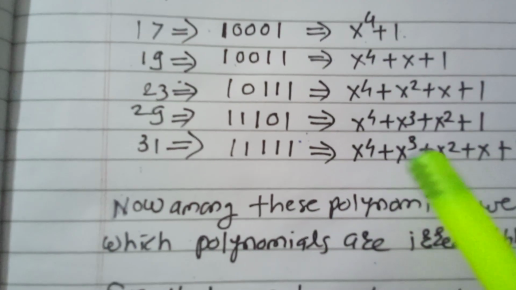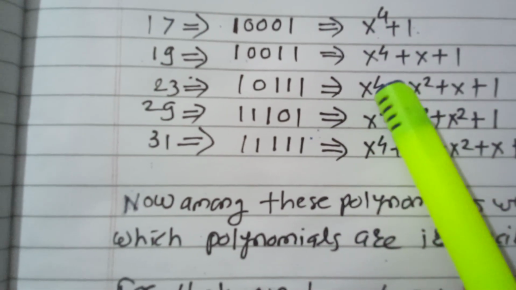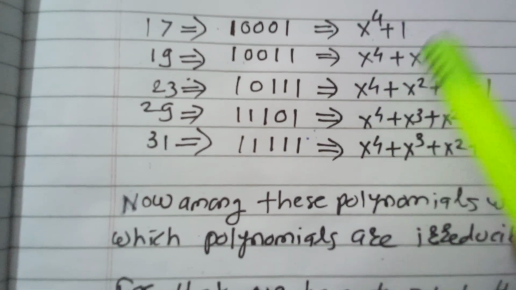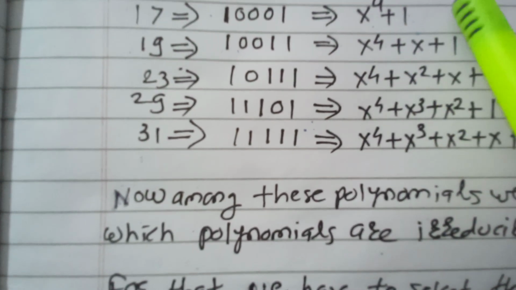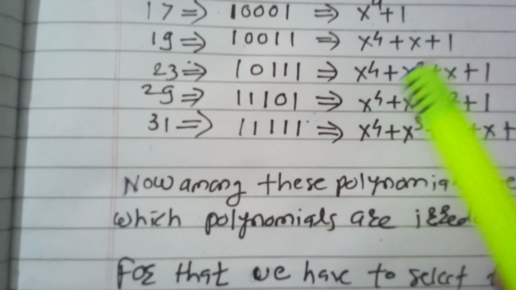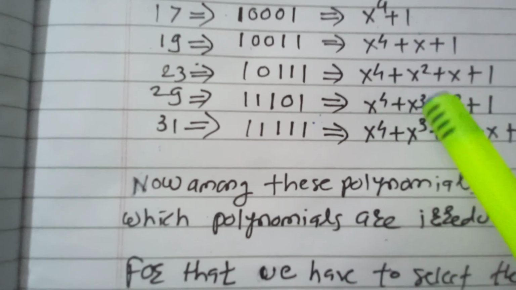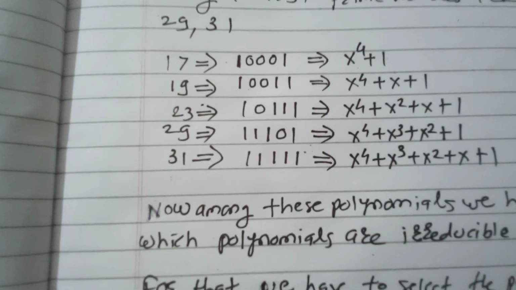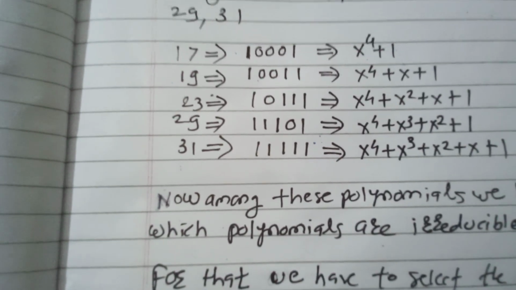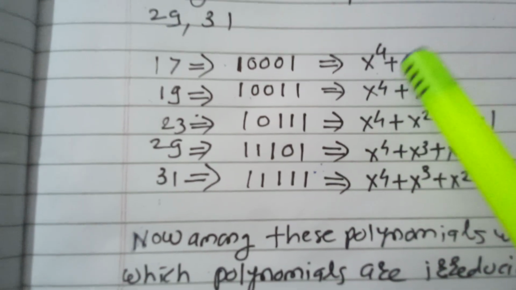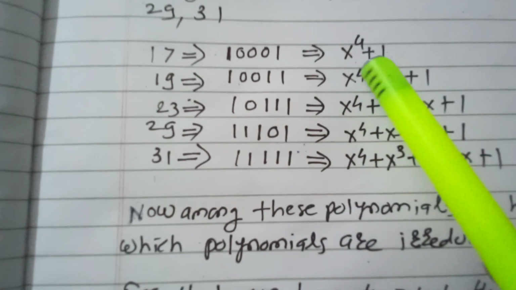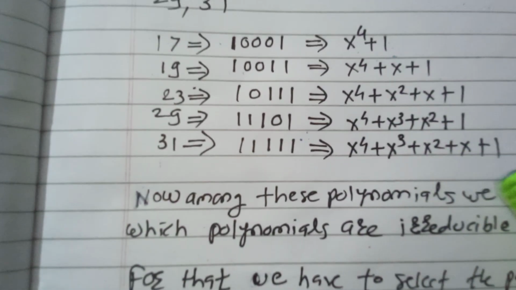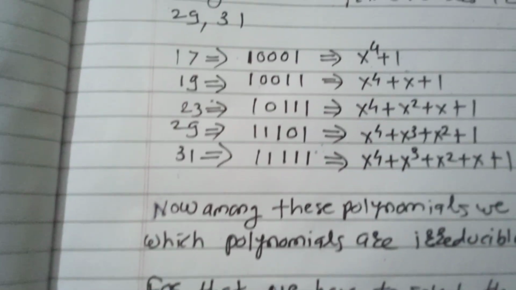In simple terms, you have to see how many terms are there. Here the terms are 2, so this is not irreducible. Here the terms are 3, so it is irreducible. Here terms are 4 in both these equations, so they are not irreducible. Here the terms are 5, so it is irreducible. That is a simple trick to find whether it is irreducible over Galois field 2. But you have to see that 1 should be there as the last term. Only then can you use this criterion.